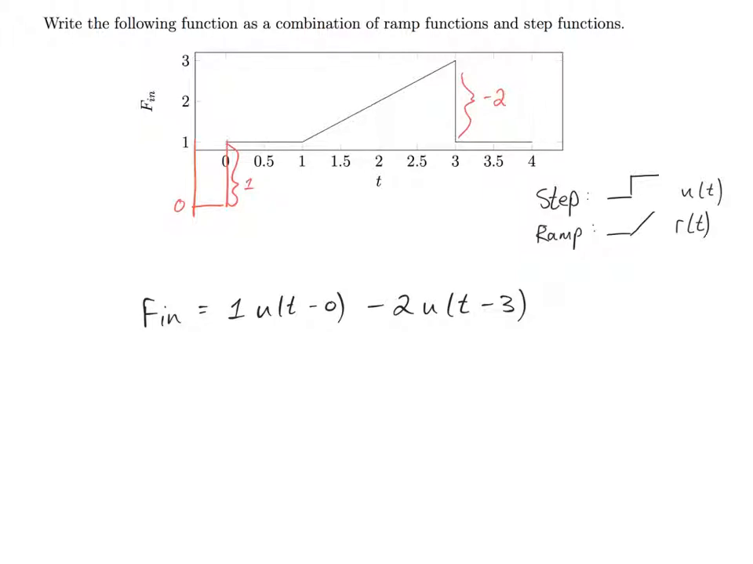We notice that there are 2 changes in slope. Why? We have the same slope all the way through this area. So slope of 0, slope of 0. We then have a change in slope up to this slope over here. We have a second change in slope from that one back to 0. So we have 2 places where the function changes slope, at time 1 and time 3, which means we need 2 ramps.